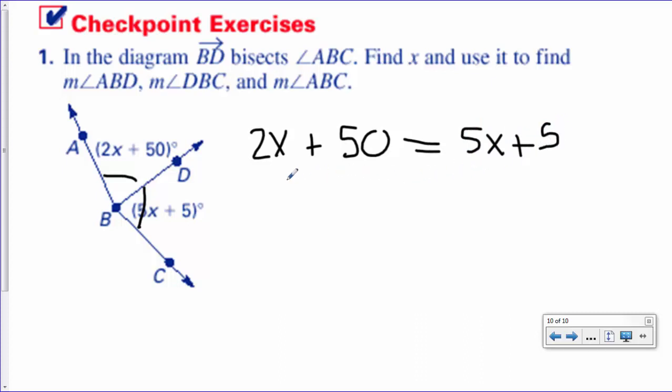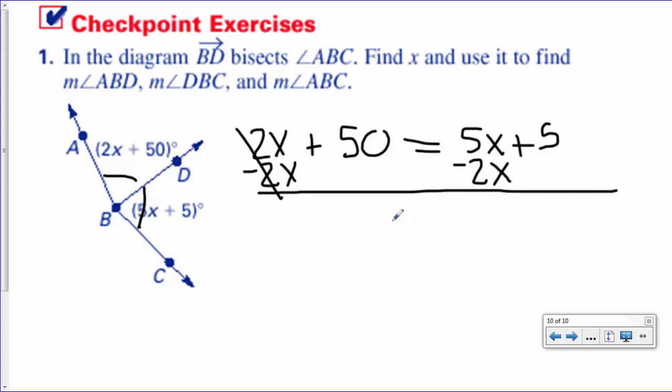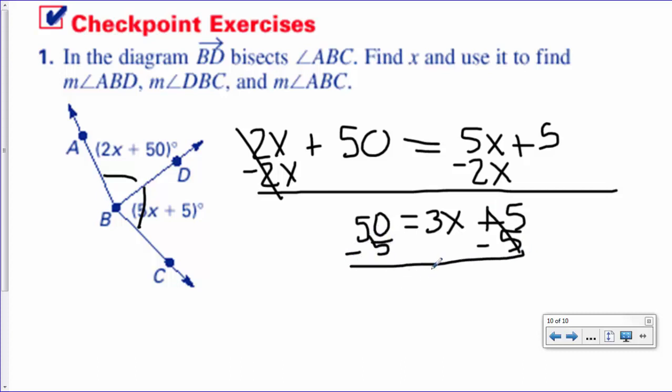Solve for x. I'll bring the x's this time to the right side, just because most people like to see a positive x rather than a negative x. And we solve. This would give me 50 equals 3x plus 5. I'll bring the 5 to the left side since my x's are on the right side. 3x equals 45. Divide by 3. X equals 15.